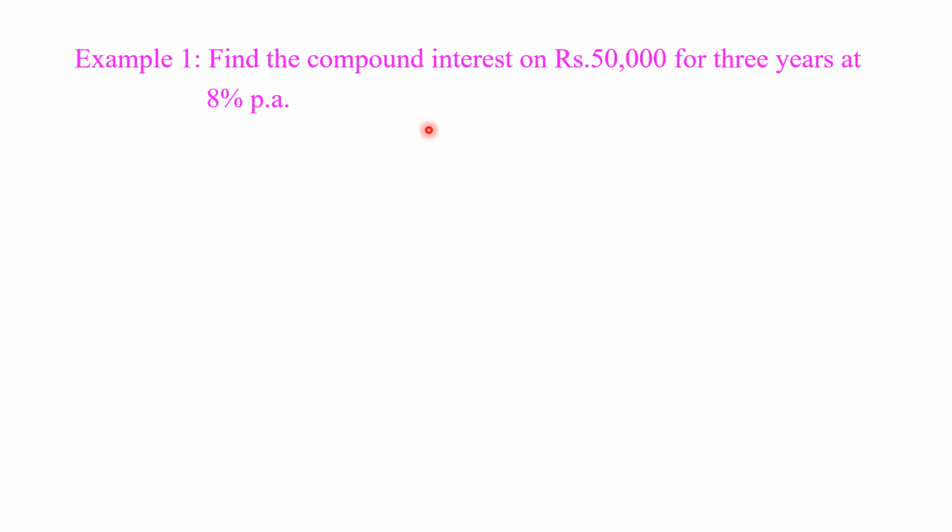Example number 1. Find the compound interest on rupees 50,000 for 3 years at 8% per annum. This is a simple example of compound interest. We have to find compound interest for rupees 50,000 for 3 years and the rate of interest is 8%. The given information is P is equal to 50,000, R is equal to 8%, the number of years is 3, and we have to find compound interest.